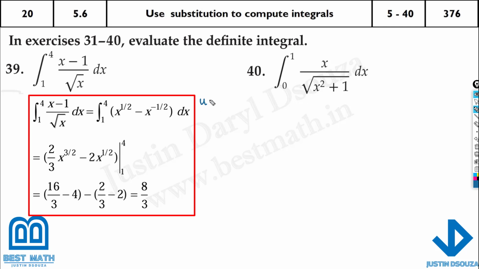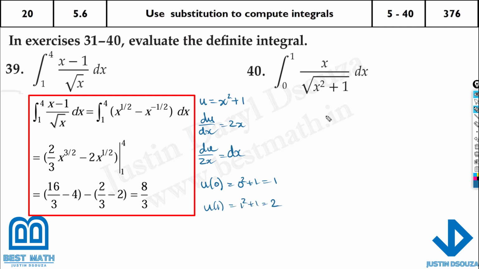Whatever's inside the square root, I'll substitute it as u, that is equal to x squared plus 1. And du by dx would be equal to 2x. And du by 2x would be equal to dx. Next, we have to take the limits of u of 0, that will be equal to 0 squared plus 1, that is 1. And u of 1 will be 1 squared plus 1, that is 2. Now this entire question transforms to the limit. Lower limit is 1, upper limit is 2.